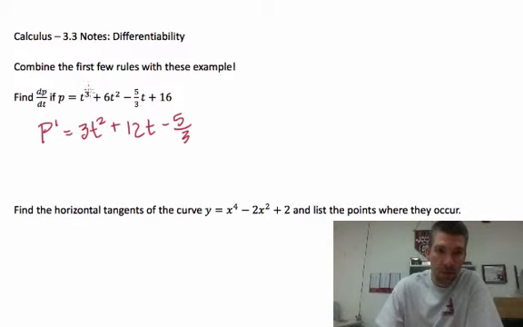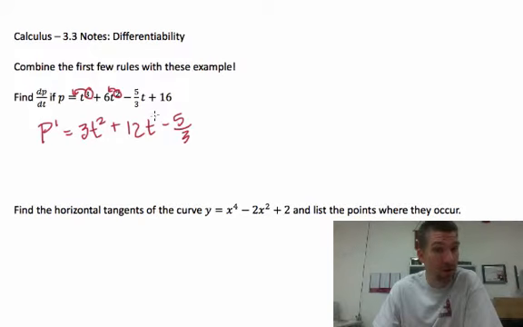Do you see the pattern? 3 times the number in front, which happens to just be 1. Subtract 1, that gets me the 2. 2 times the number in front, 12. 12 times t to the first power, just t.